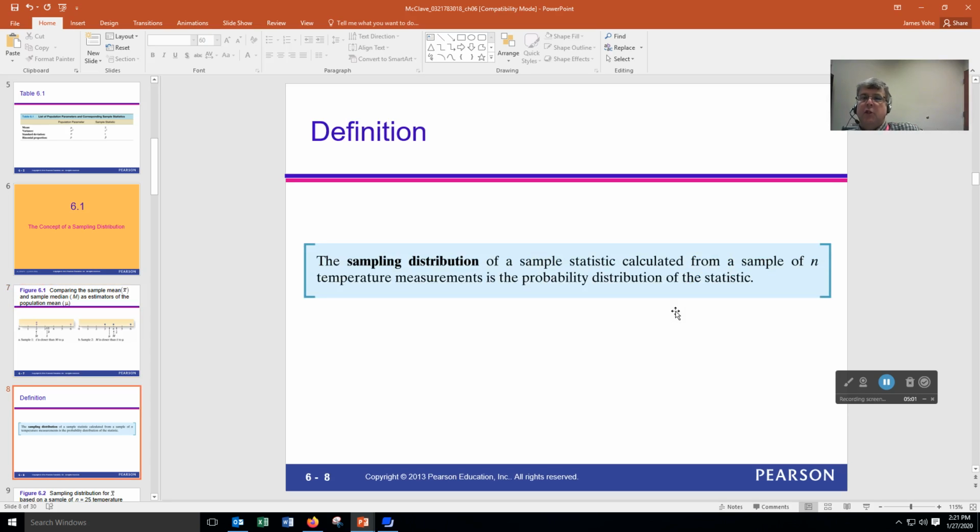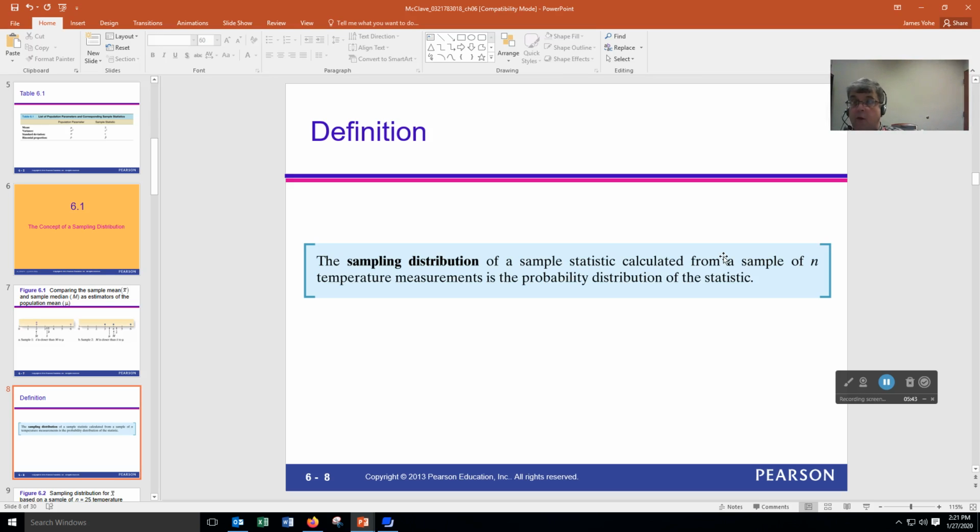Now, a sampling distribution is the probability distribution of a sample statistic calculated from a sample of size n, in this case, temperature measurements. So we're taking some sample of size n, little n. Okay, that's the number of items we sampled, say 12. Okay, and we're taking this from a big population. Now if you think about it, think of all the different little collections of 12 we could pull out of, say, the United States. There's a huge number of them.